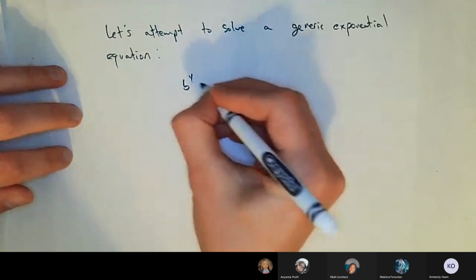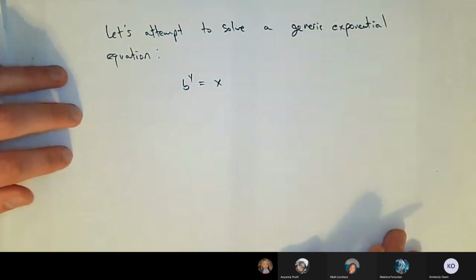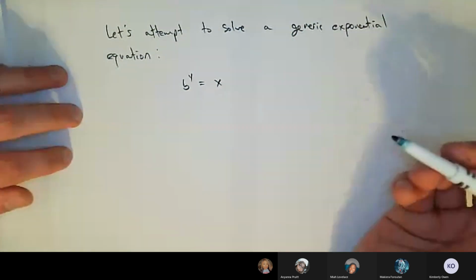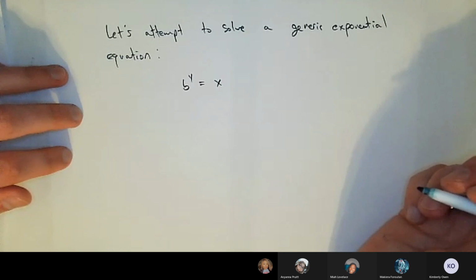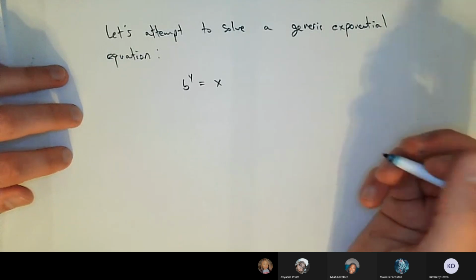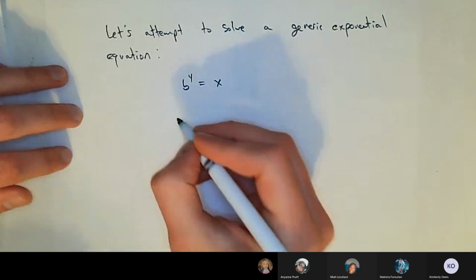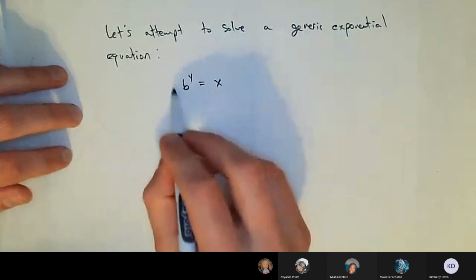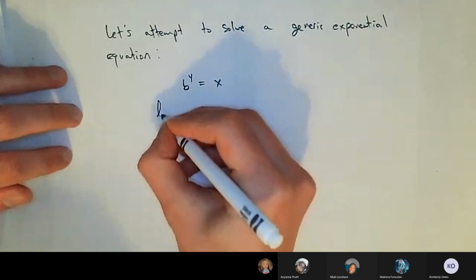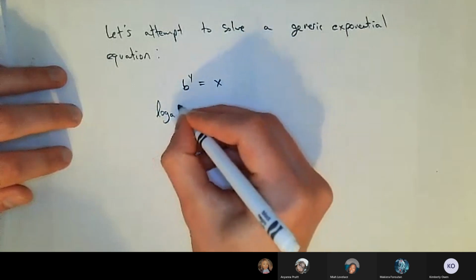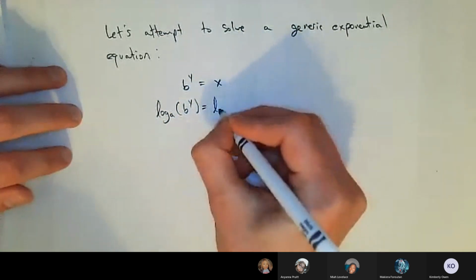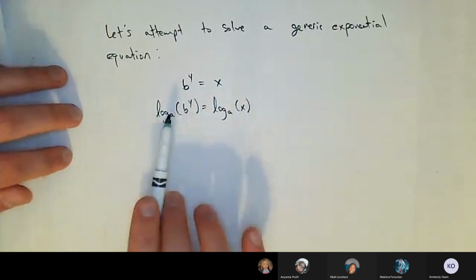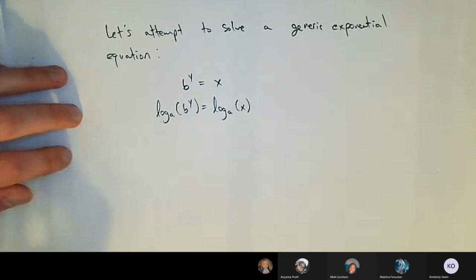So let's say b raised to the y is equal to x, and we want to solve for y. That's the whole point. The thing that's hard to solve for is the y. Normally we would want to take a log base b to cancel out this b here, but let's take just a generic log on both sides: log base a of b to the y equals log base a of x. So we're taking log base a on both sides, just some generic log of base a.